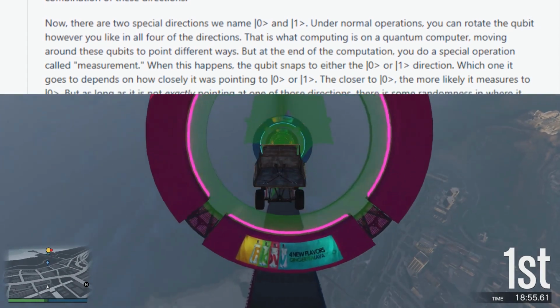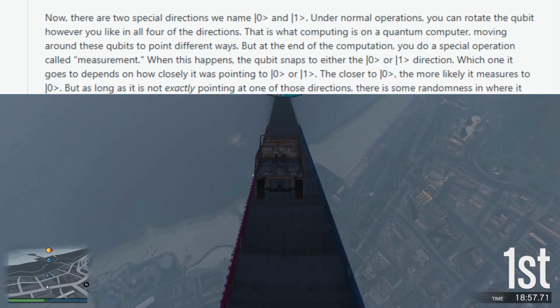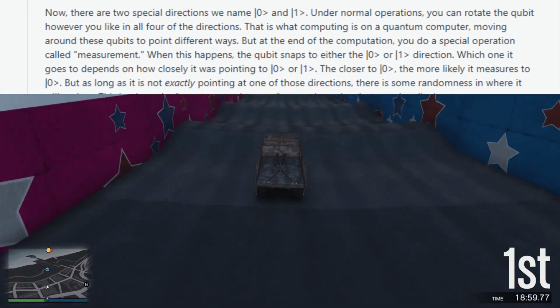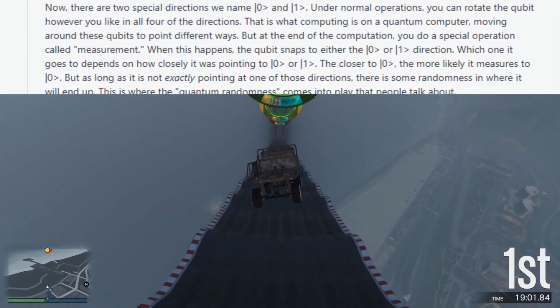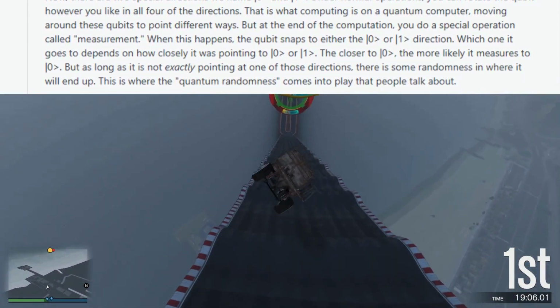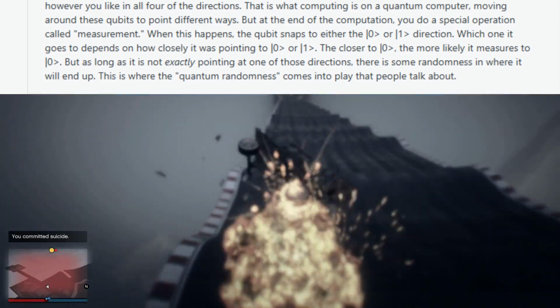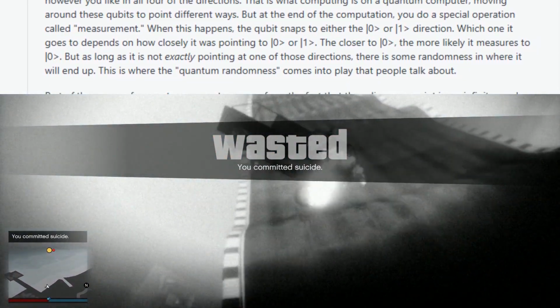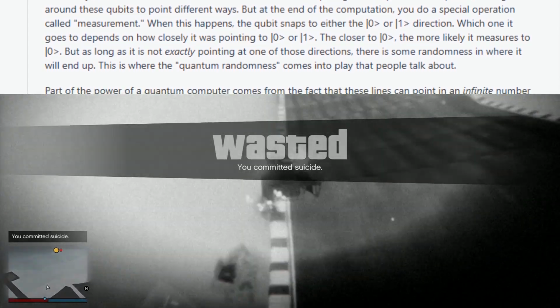Which one it goes to depends on how closely it was pointing to 0 or 1. The closer to 0, the more likely it measures to 0. But as long as it is not exactly pointing at one of those directions, there is some randomness in where it will end up. This is where the quantum randomness comes into play that people talk about.